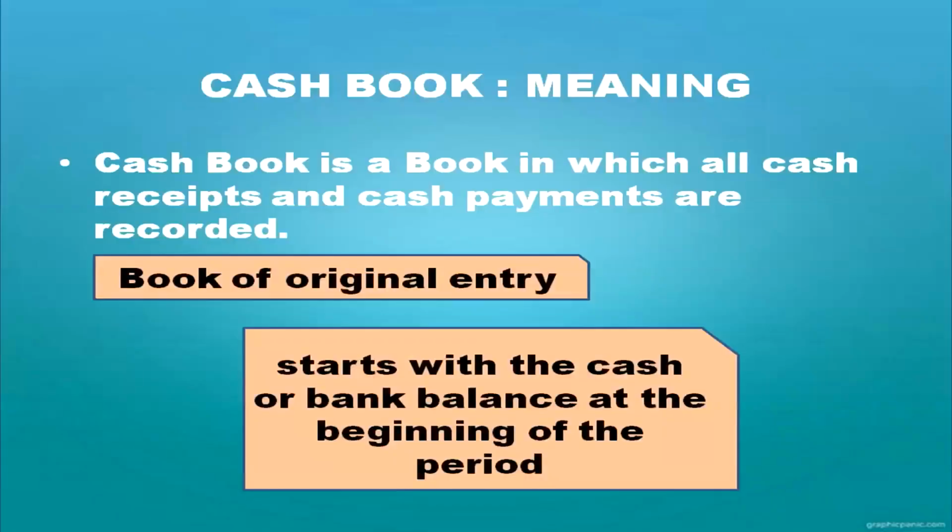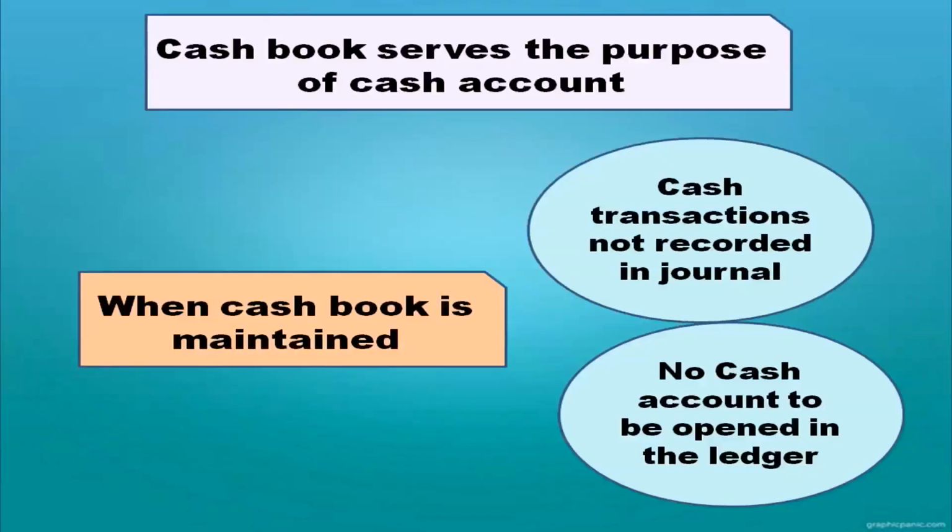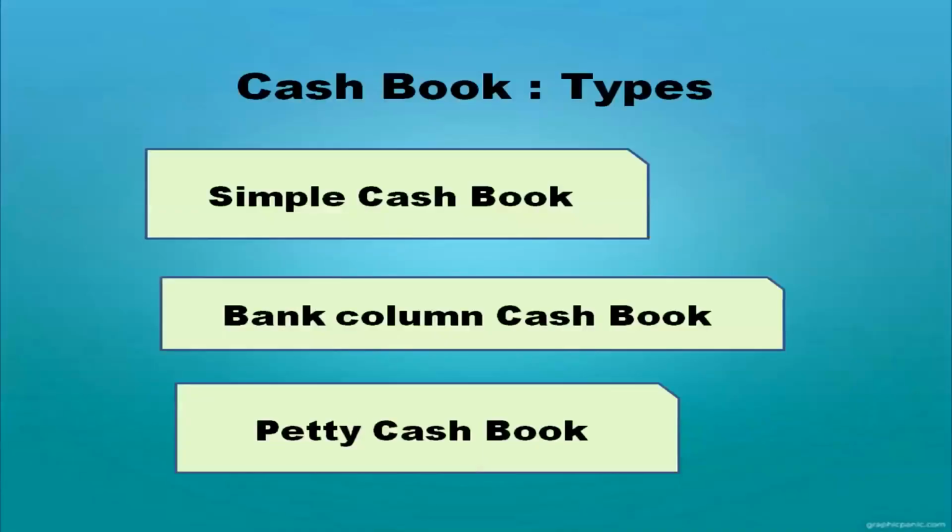Cash book is a book in which all cash receipts and cash payments are recorded. It is a book of original entry. All cash books will start with the cash balance or bank balance at the beginning of the period. If it is a new business, no opening cash balance will be there. And when a cash book is maintained, cash transactions are not recorded in the journal and no cash account is to be opened in the ledger. The cash book serves the purpose of the cash account.